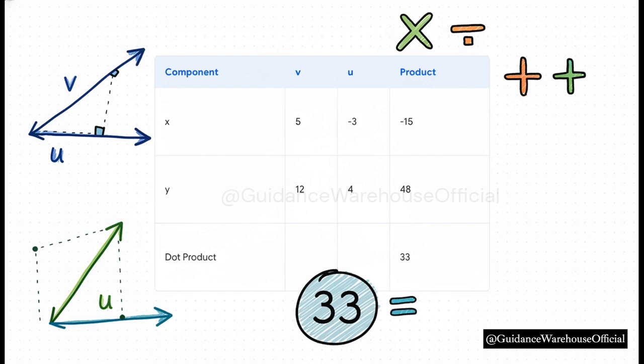To find the dot product, you just take the horizontal components of both vectors and multiply them. Here, 5 times -3 is -15. Then you multiply the vertical components. 12 times 4 is 48. Finally, you just add those two products right together. -15 plus 48 equals 33. The dot product is 33. No arrows, no directions, literally just a number.